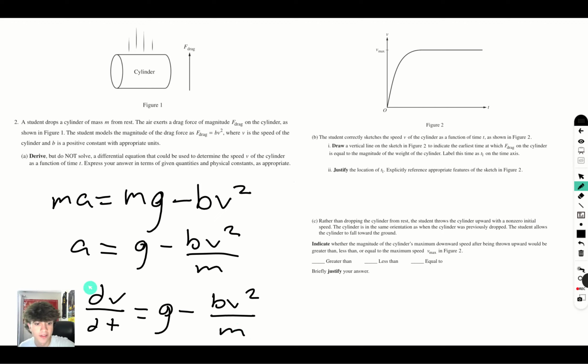And here you have it, here is your differential equation. That's all you have to do. So let's move on to part B.